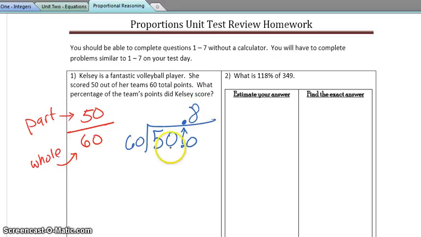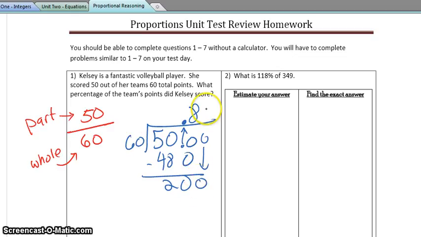60 goes into 500 8 times. When we multiply, we get that. Bring down our 0. 60 goes into 200 3 times. When we multiply, we get that. Subtract. Bring down another 0. Okay, and you're going to notice, ooh, the 3 is going to keep going.